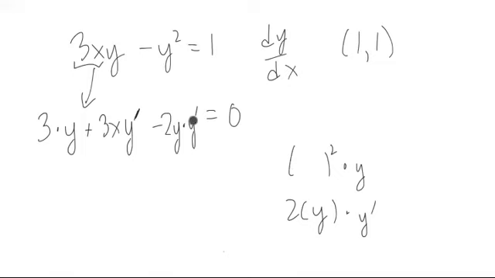Okay, now at this point, we're trying to find dy dx, which I labeled as y prime in this case. Now we don't really have to do anything more here. We can just simply plug in (1, 1). So let's do that. 3 plus 3y prime minus 2y prime.